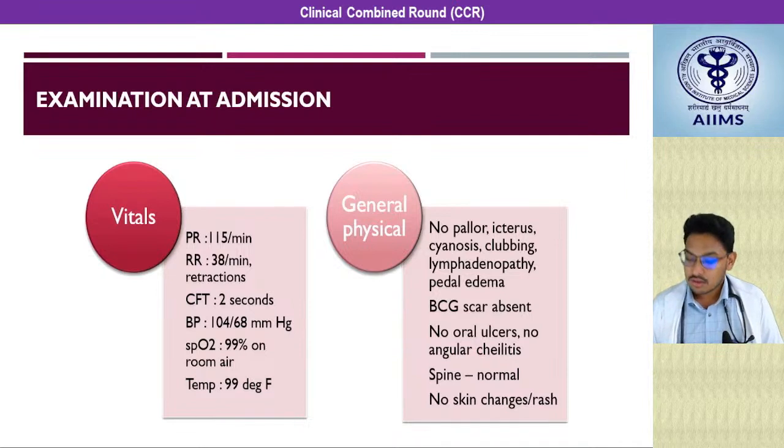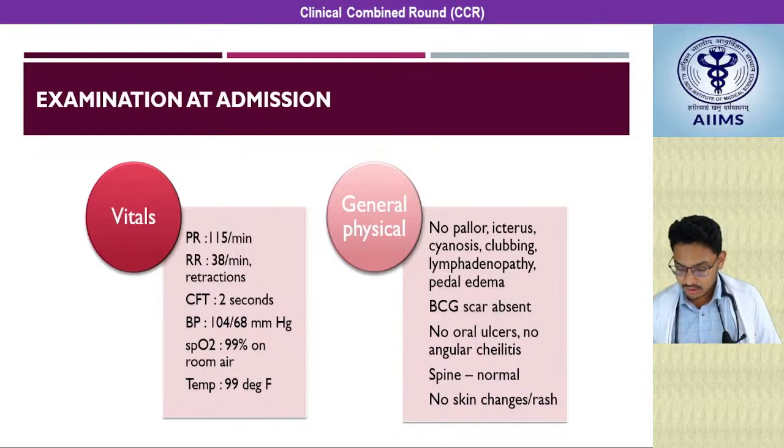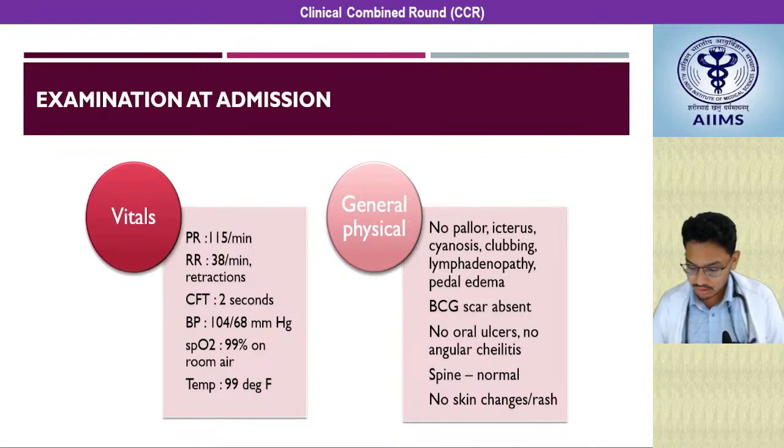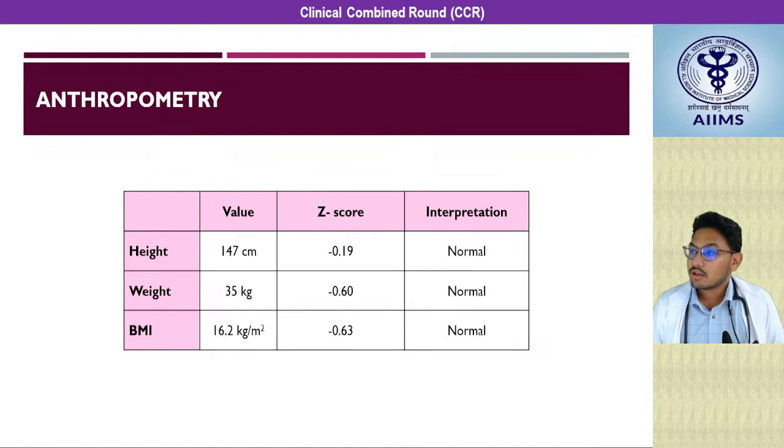At admission, on examination, the vitals revealed a pulse rate of 115, and she was tachypneic with a respiratory rate of 38 and significant chest contractions present. Other vitals were within normal limits. General physical examination did not reveal any pallor, icterus, cyanosis, clubbing, lymphadenopathy or pedal edema, and the rest of the head-to-toe examination was also normal. Anthropometry-wise, the patient did not have any features of failure to thrive.